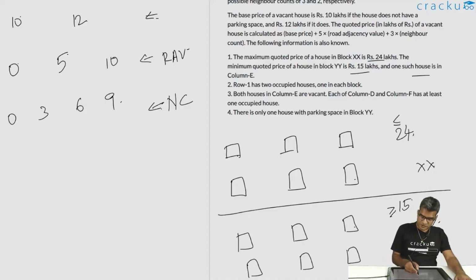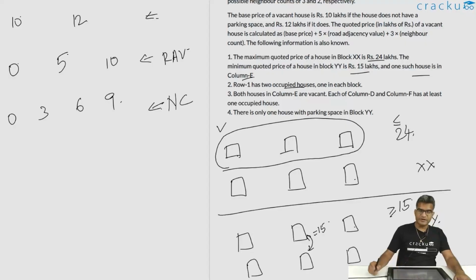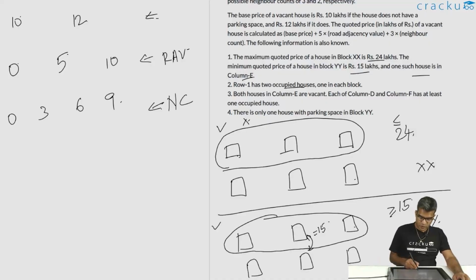We are also told that one such house exists in column E. So one of these 2 houses is equal to 15 lakhs. Row 1 has 2 occupied houses, 1 in each block. So 1 out of these 3 is occupied, and the remaining 2 are unoccupied. Similarly, 1 out of these 3 is occupied and 2 are unoccupied. We'll put occupied as O to avoid confusion, and vacant as X. Both the houses in column E are vacant. So this is vacant, this is vacant.